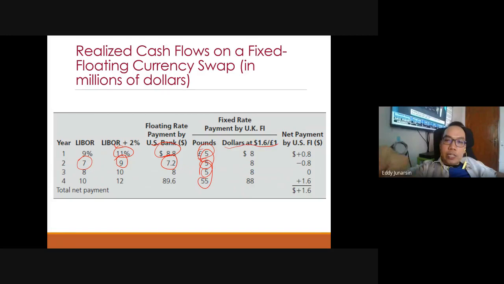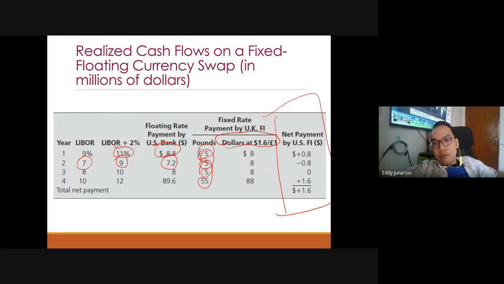And assuming that the exchange rate remains at 160 per pound, that approximately converts to $8 million every year. And you can see the net payment will be made by the US financial institution to the UK one. Of course, it changes from time to time. For example, in the first year it is estimated that they will pay 8.8 million and receive 8 million, so the difference is $800,000 to be paid by the US bank to the UK bank, and so on.